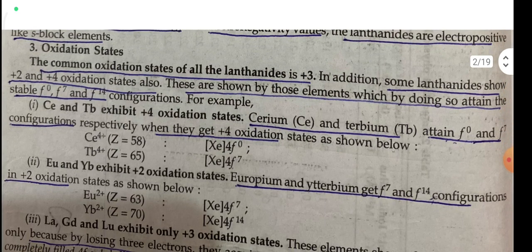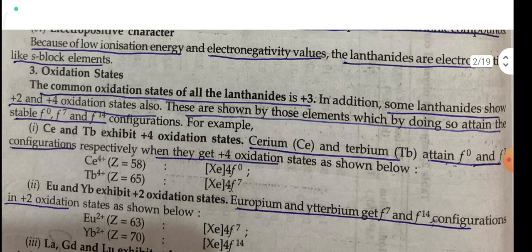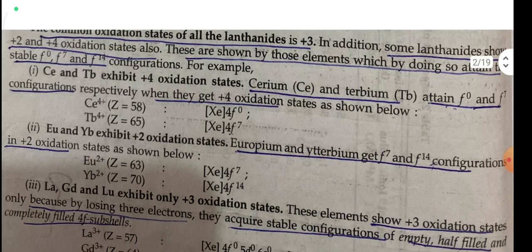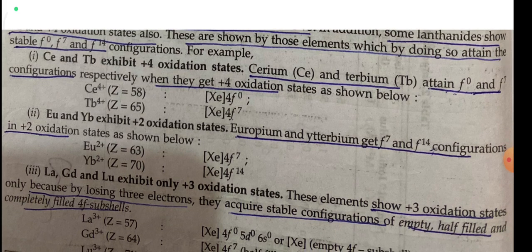Oxidation state. The common oxidation state of all the lanthanides is plus 3. In addition, some lanthanides show plus 2 and plus 4 oxidation states also. These are shown by those elements which by doing so attain the stable f0, f7 and f14 configuration. For example, cerium and terbium exhibit plus 4 oxidation state. Cerium and terbium attain f0 and f7 configuration respectively when they get plus 4 oxidation state, as shown below.